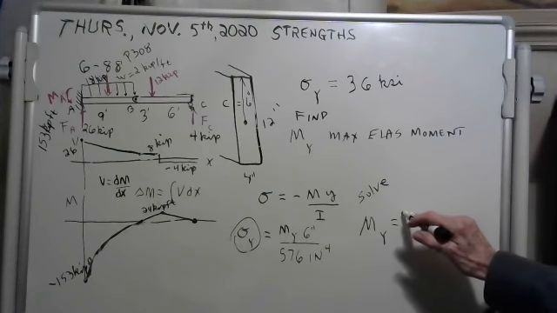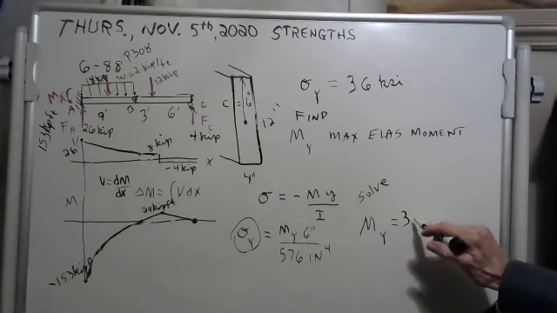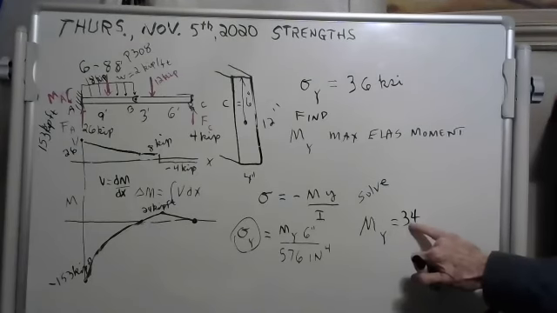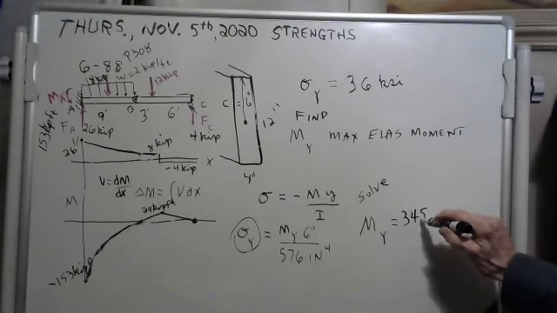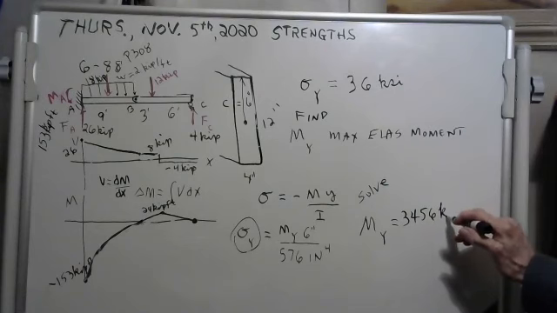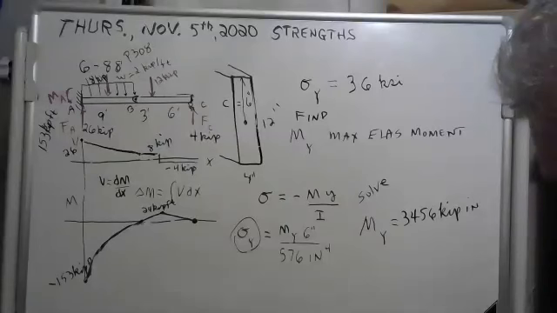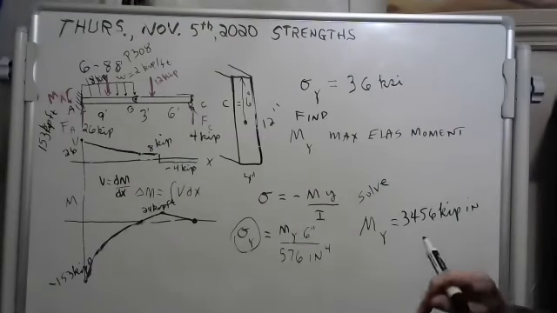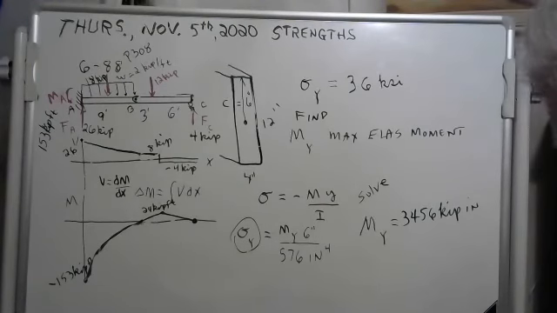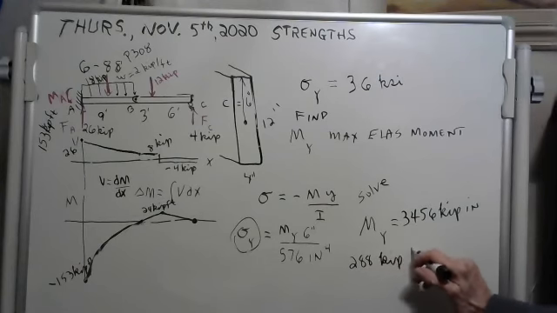Well, I got an answer. I got 3,456 kip inches. How about you? Yeah, 3,456 kip inches. Now, if you wanted kip feet, you could get it. Just divide by 12. And what you'll get is 288 kip feet.